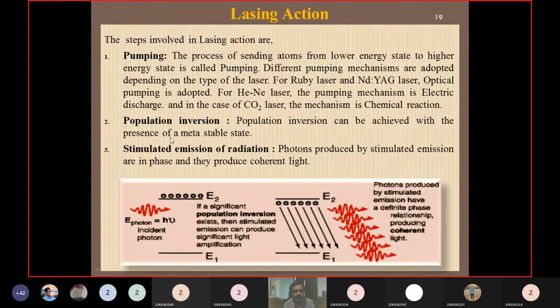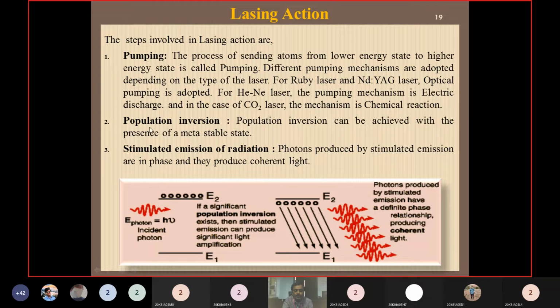Now, population inversion. What are the requirements? What are the major steps? First, pumping is required. Second, population inversion is required. Population inversion can be achieved with the presence of a metastable state. For two states we can also get population inversion, but that is very difficult. If a metastable state is there, it is very easy to get population inversion. What is population inversion? The number of electrons in the excited state is greater than the number of electrons in the ground state. That condition we call population inversion.